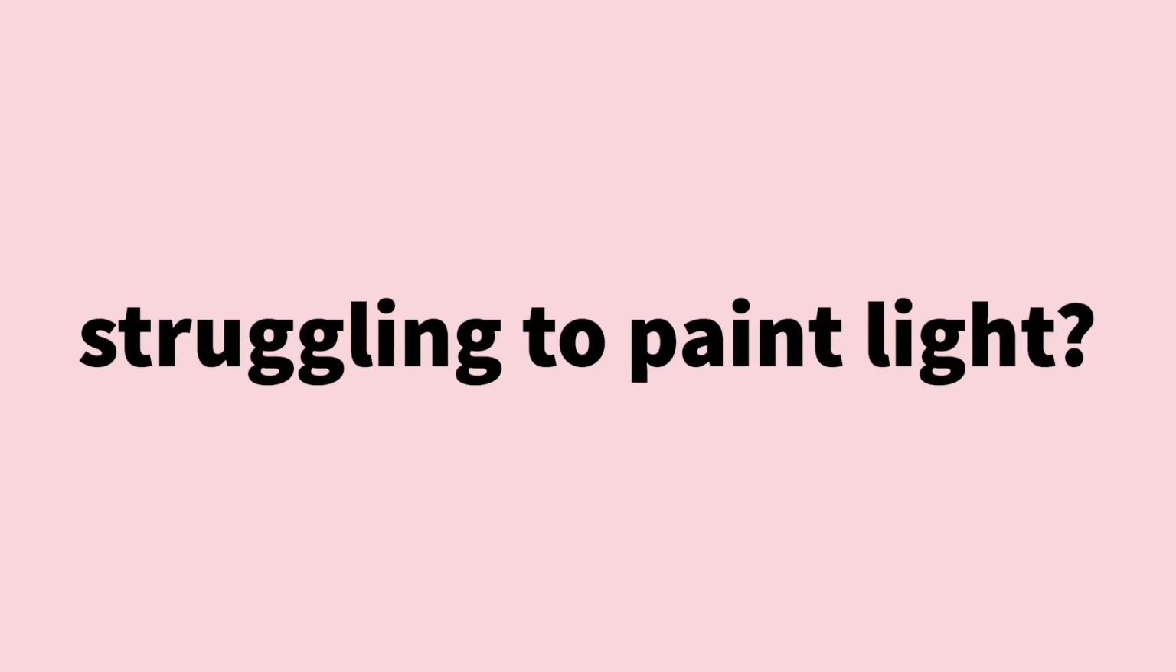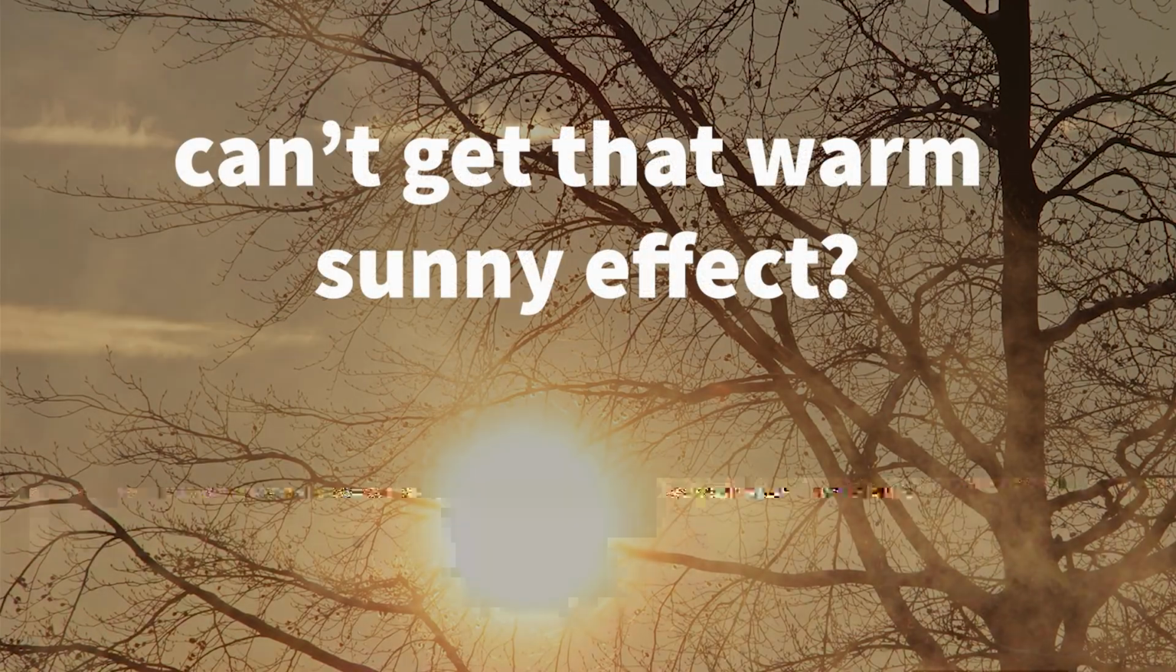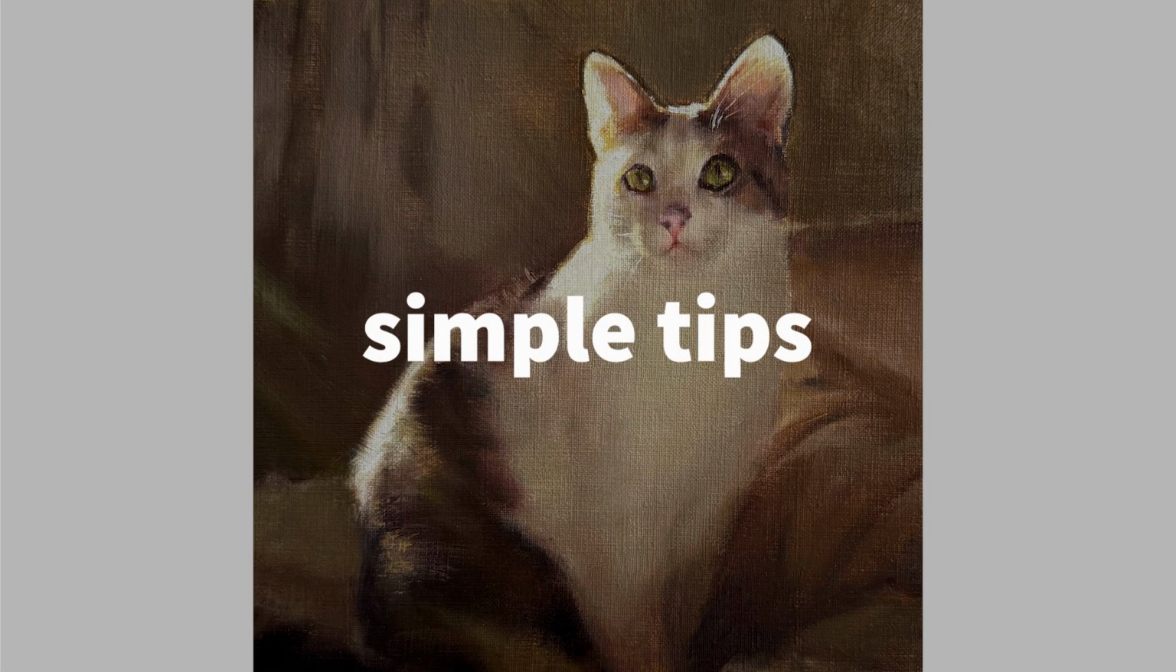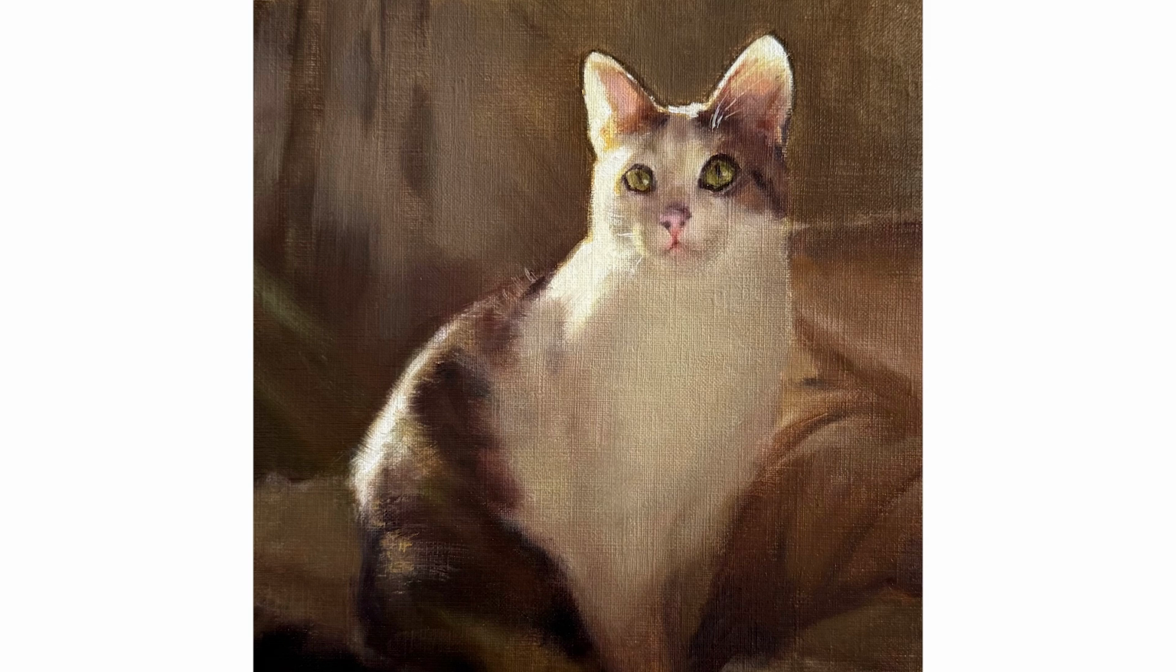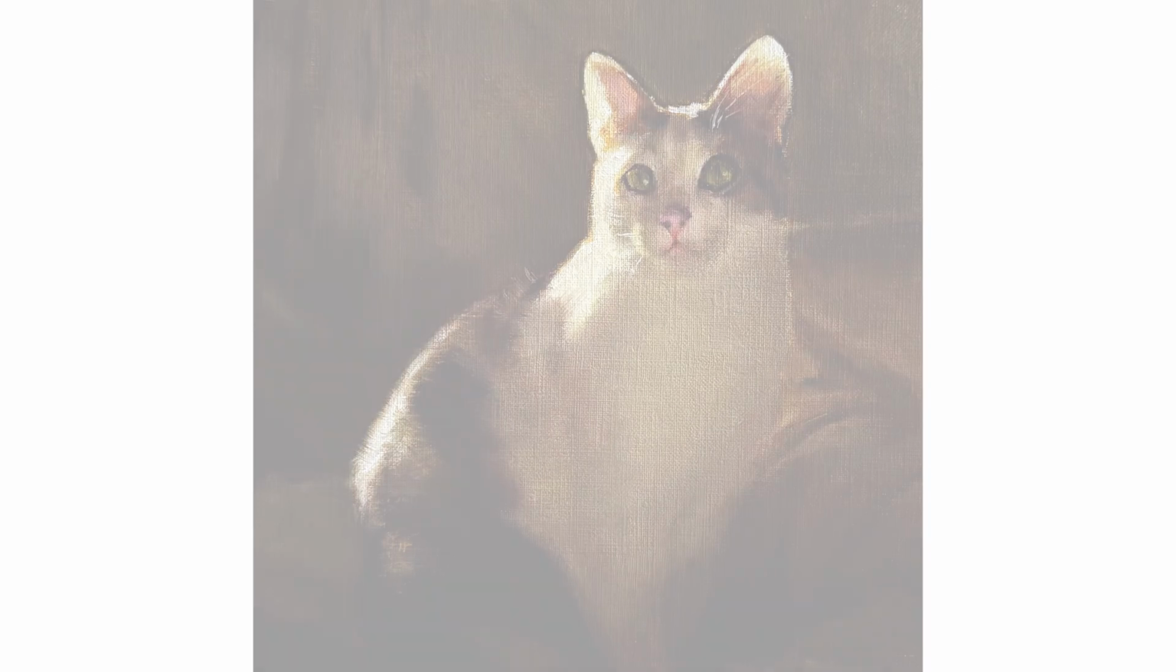Do you find painting light difficult and struggle to get that warm sunny effect? The trick is to paint the light and not the object. So in today's video, I'm going to give you some simple tips to help solve this problem and use this recent cat commission of Bruce to help illustrate the points I'm making. So let's get straight into the video and I'll talk about what I'm doing as I go along.